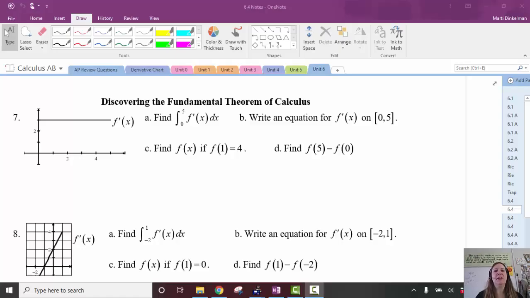Hi everybody, this is Mrs. Dinkelman, and these are the notes for 6.4. It's the second half where we're going to talk about the fundamental theorem of calculus.